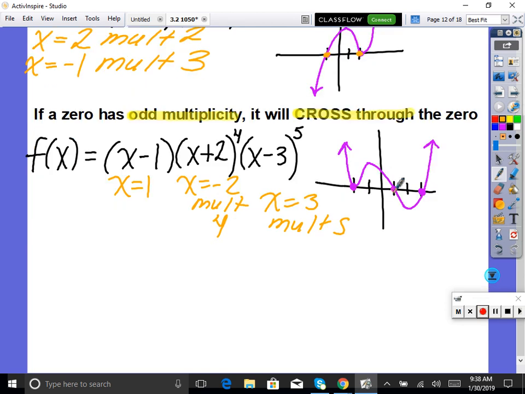Yes. All right. How about -2? It has multiplicity of 4. What's happening at -2? Bouncing back up. And then at 3, it's a multiplicity of 5. You see how it's just crossing through.